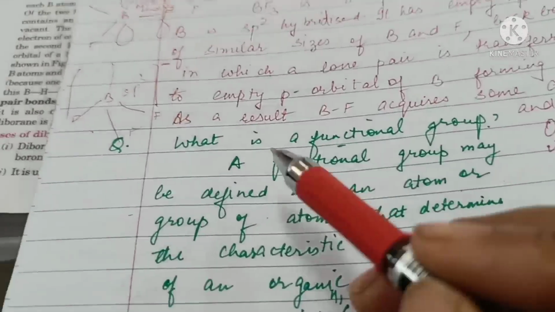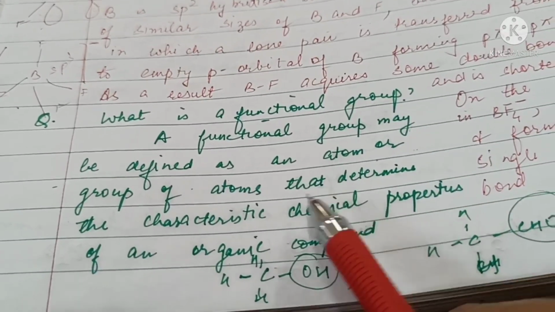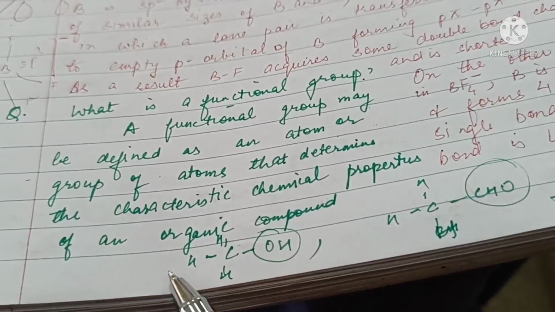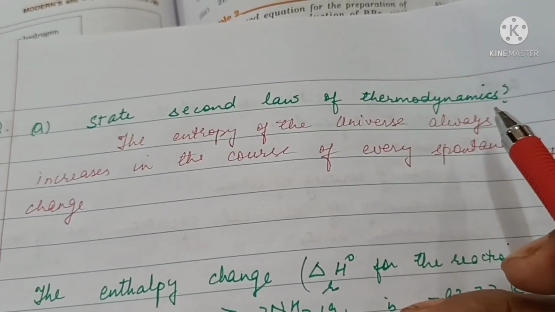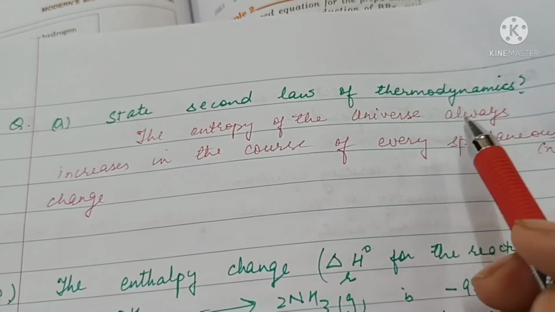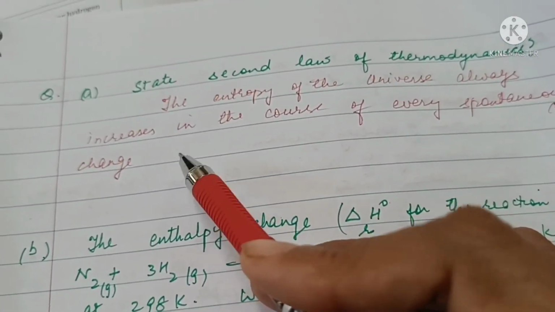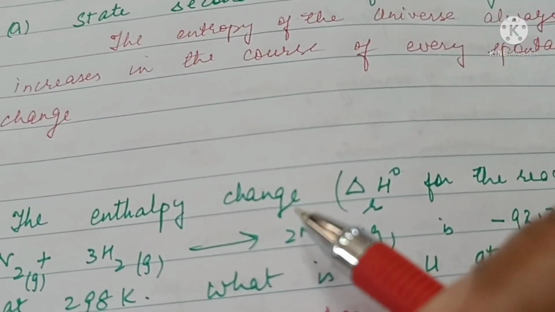What is a functional group? A functional group may be defined as an atom or group of atoms that determines the characteristic chemical properties of an organic compound. State second law of thermodynamics. The entropy of universe always increases in the course of every spontaneous or natural change. This is the second law of thermodynamics.